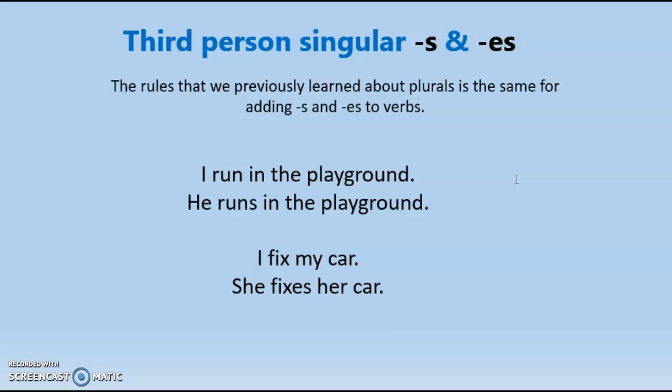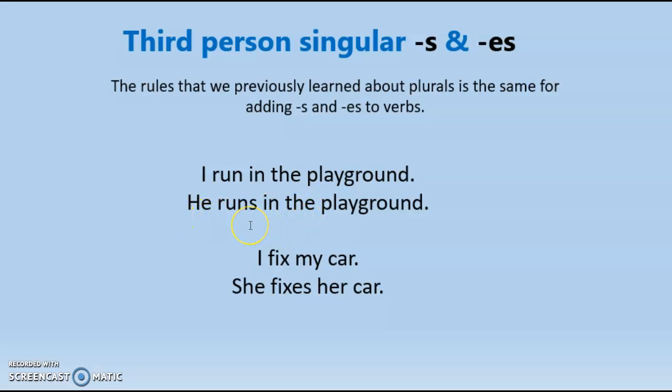So if you have a look at these couple of sentences, the first says, I run in the playground, and the second one says, he runs in the playground. Now, the verb in these sentences is run, okay? So the first sentence is in the first person. It's talking about yourself. So the first person is when you use I or we. Now, the third person is when you're talking about somebody else. So it could be he or she or it or they. So in this sentence, we're talking about he. So he runs in the playground.